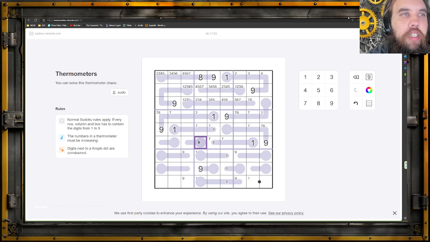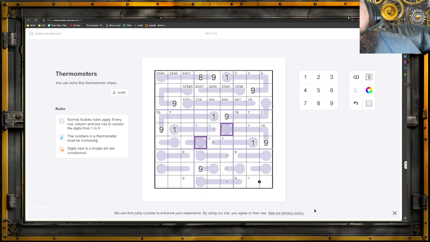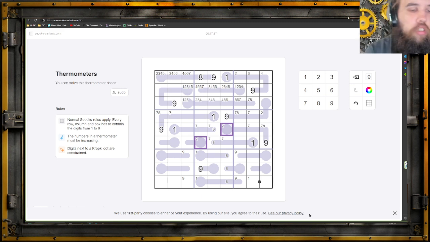Two spots for two now in here. This is no longer two because we have the one. These would have to be the two. All right.